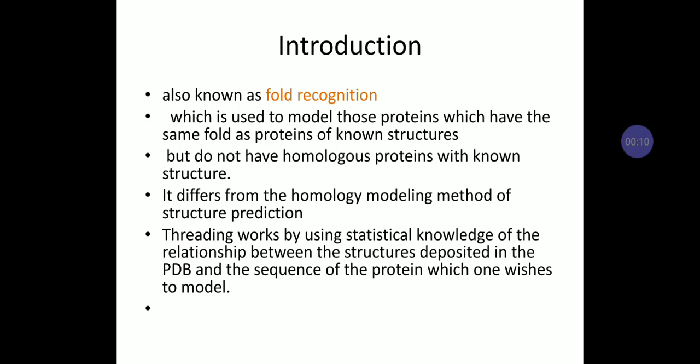Good morning, friends. Now we can see the second method of protein modeling, which is known as threading modeling methods. It is also known as the fold recognition method. It is used to model those proteins which have the same fold as the proteins of known structure, and these target proteins may not have homologous proteins with known structure.